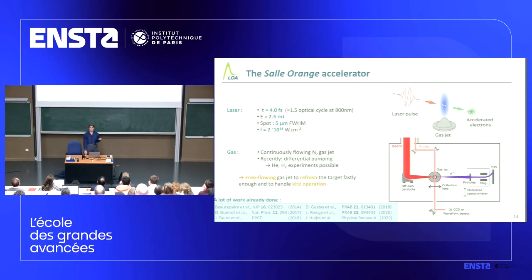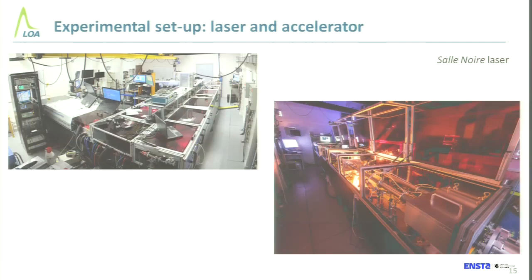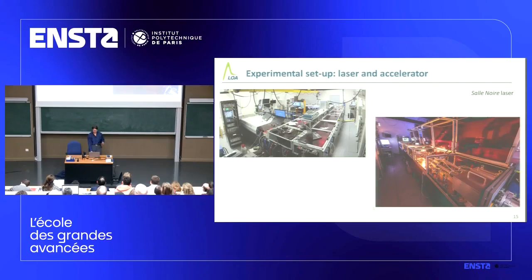A lot of work has already been done on this accelerator. So here you see all the papers that have been published by the former PhD students and postdocs that worked on the accelerator. And now here are some few pictures of the accelerator. So here it's the salle noire laser system. On the left, here you see a picture of the whole room salle noire. The laser takes all of this place here.